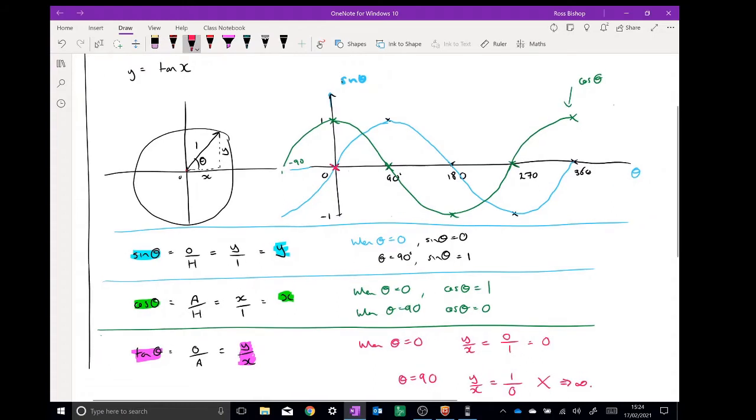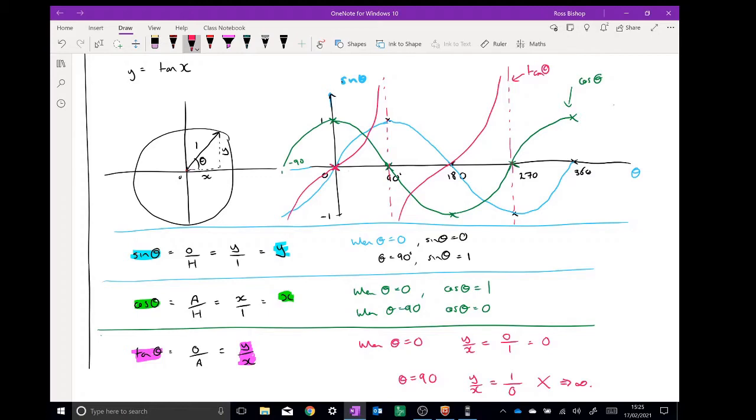So what we have at 90, it never actually touches 90. It just gets really, really close to 90 and gets bigger and bigger and bigger. Okay, so that's tan theta, and we have a similar situation at 270. You can think about what y over x would be at 270, and it goes through 0 at 180. So the pink one there is tan theta.